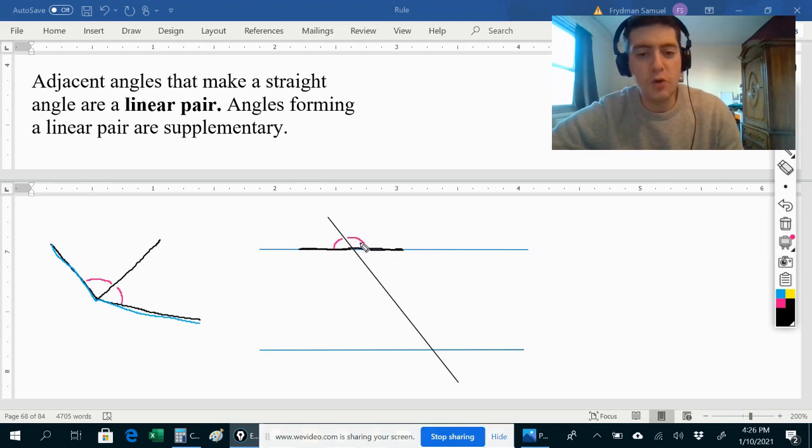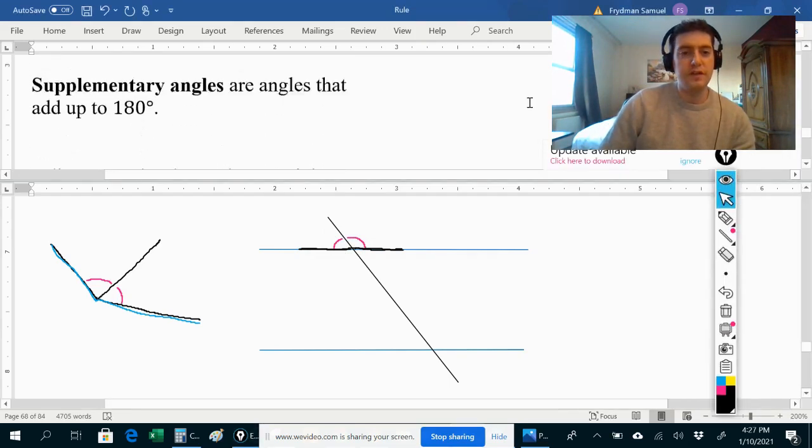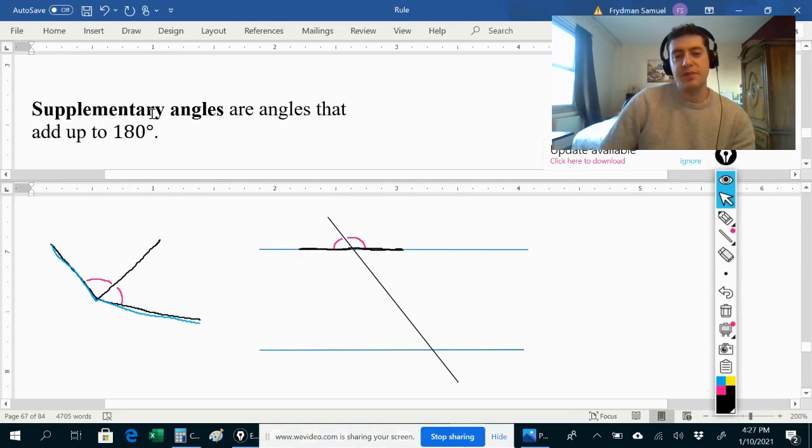So I may not know what the measure of this angle is exactly, and I may not know what the measure of this angle is, but I know that together they make 180 degrees, and therefore they are supplementary, because remember, the definition of supplementary angles is simply angles that add up to 180 degrees.